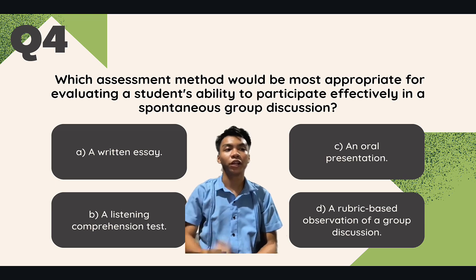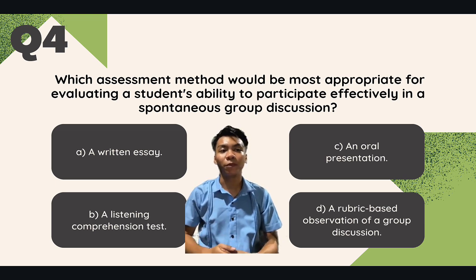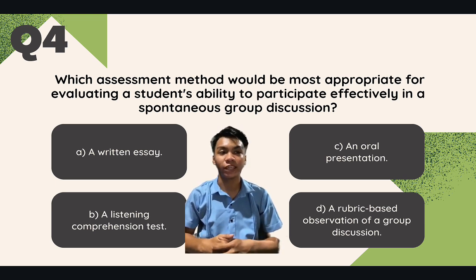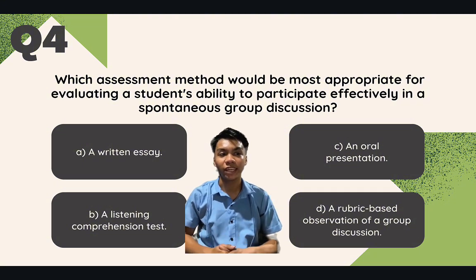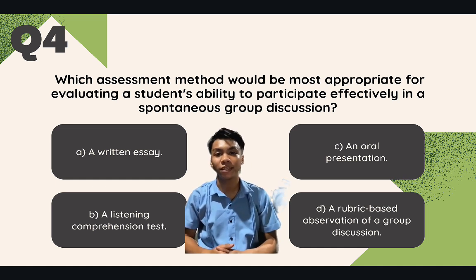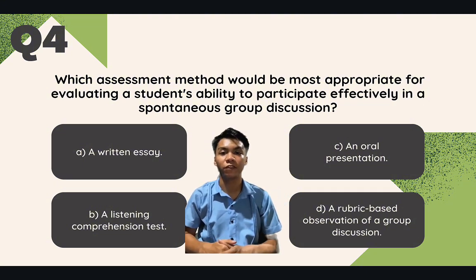Question number 4. Which assessment method would be the most appropriate for evaluating a student's ability to participate effectively in a spontaneous group discussion? Letter A, written essay. Letter B, a listening comprehension test. Letter C, an oral presentation. And lastly, letter D, a rubric-based observation of a group discussion. I give you again 5 seconds to think what is your answer.